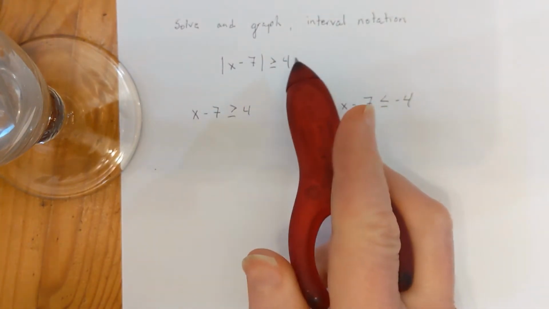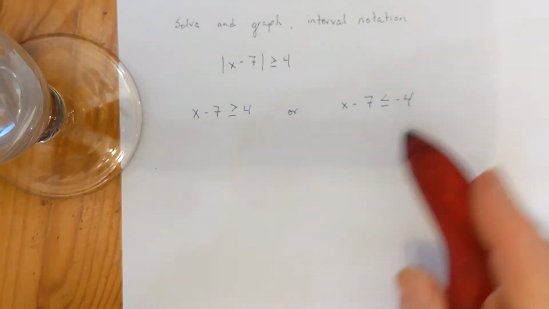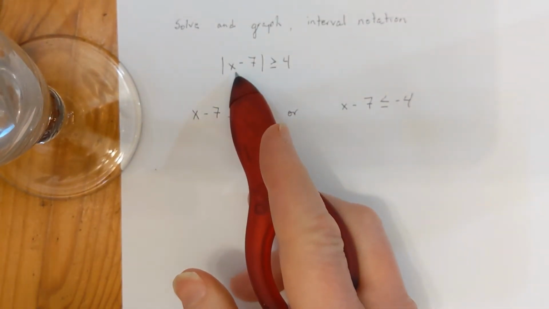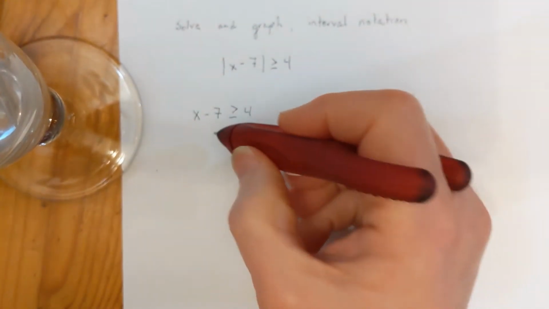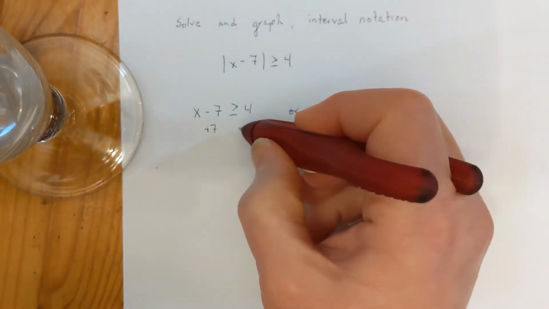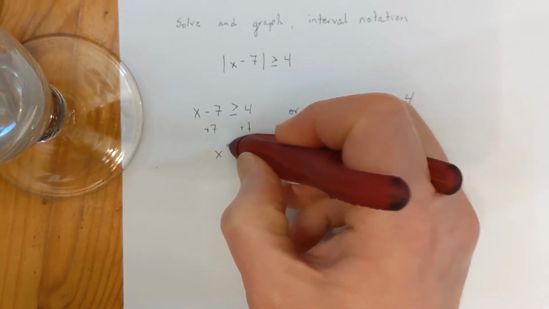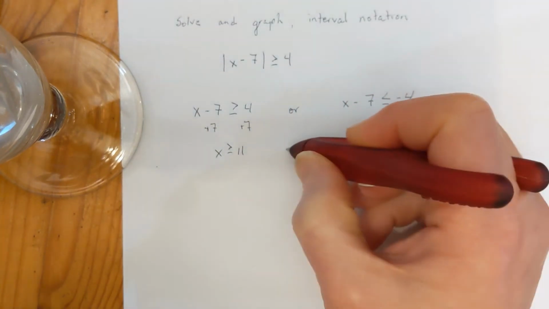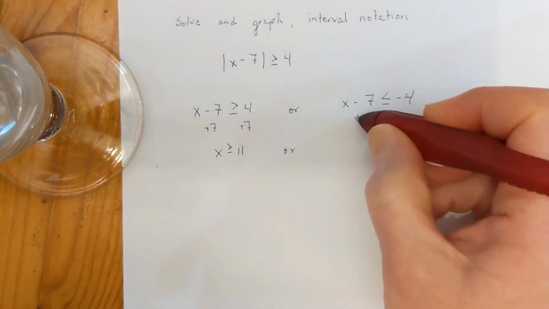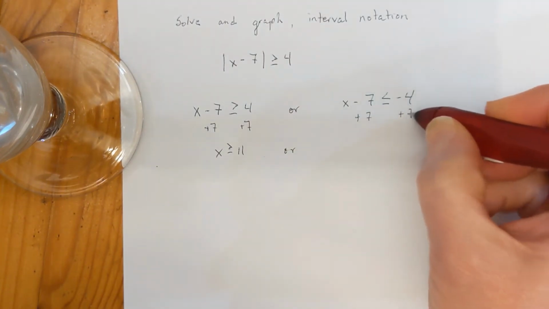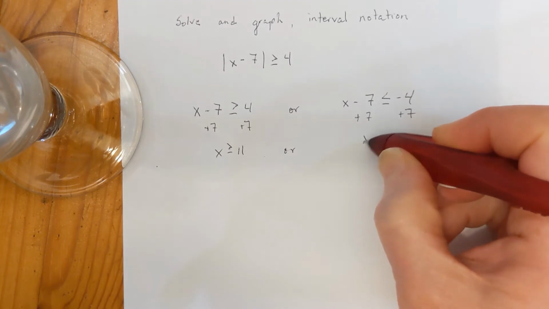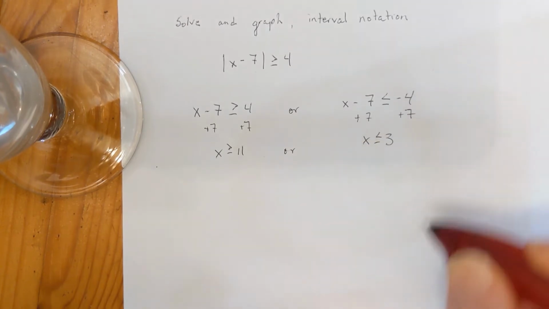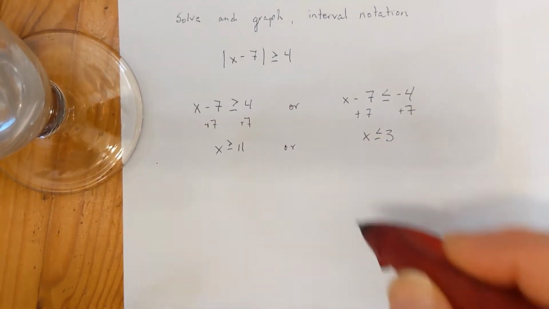So these are the two intervals over which this absolute value is true. And then I solve these inequalities. I'm going to add 7 to each side. x is greater than or equal to 11, or x is less than or equal to 3. So those are my solutions.